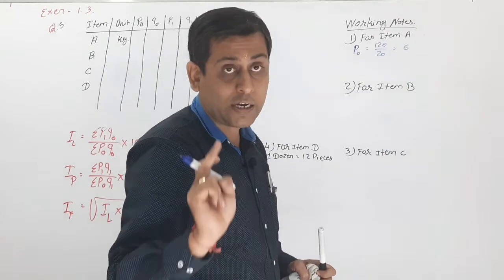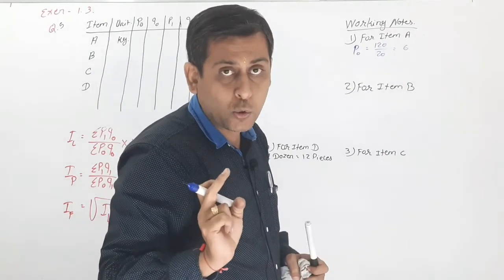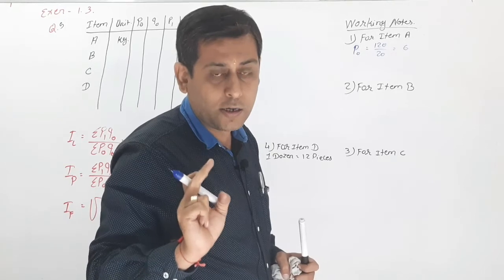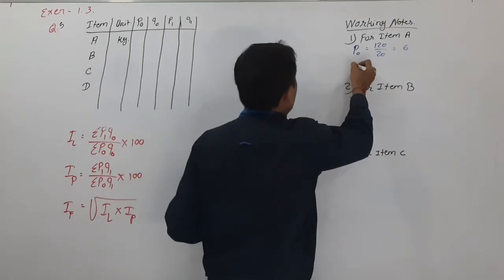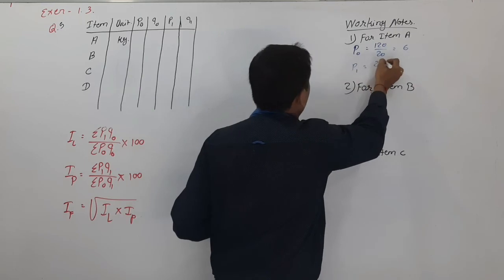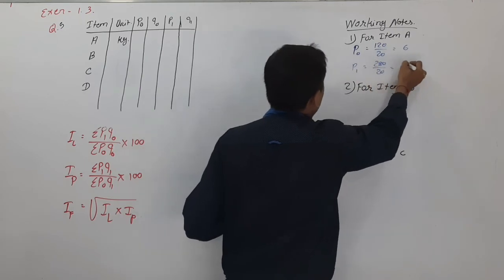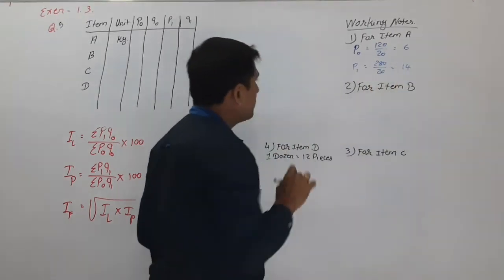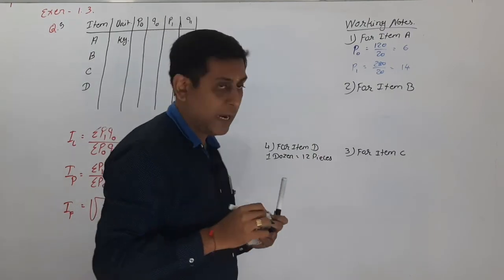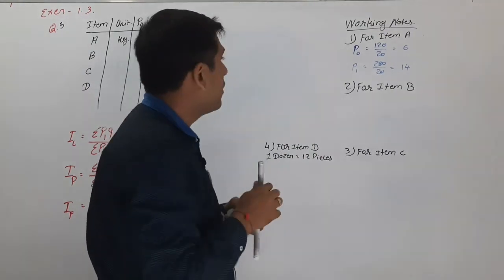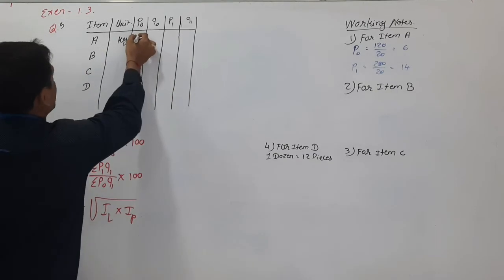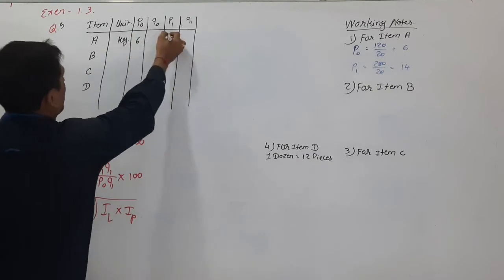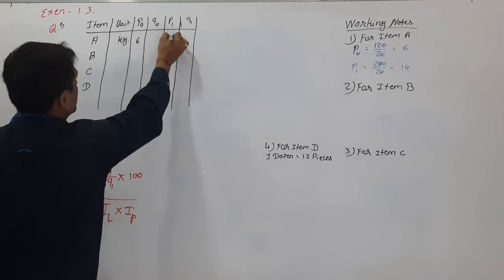See here, not 10. The price is 280. 10 is the quantity. So keep in mind, P1 is equal to 280 divided by 20, that is 14. Right? So the price of base year is 6 and the price of current year is 14.